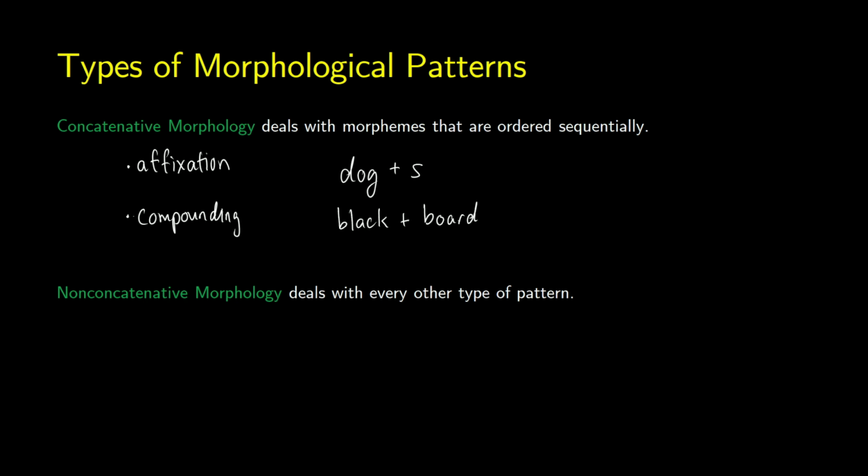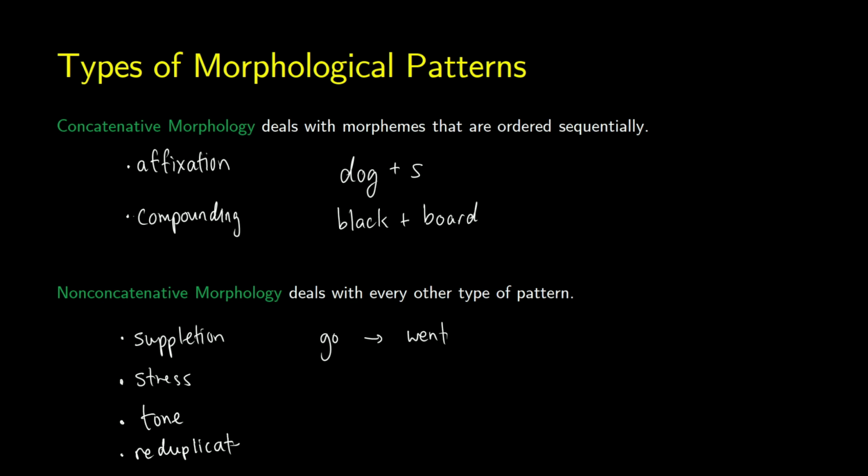When you have non-concatenative morphology, you're looking at other patterns. You're looking at internal change. So you can talk about things like suppletion. So this is a case where you have go becoming went, as we saw in the previous video. Or you might have some sort of stress shift. You might have a change in tone. You might have part of the word being reduplicated, like in the word itsy bitsy.